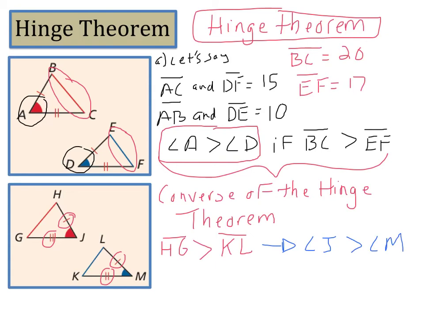So it's basically taking the idea of the relationships of the opposite sides of angles and sides to determine which ones are going to be bigger. So for the hinge theorem, we focus on the side lengths first, and then we make a conclusion about the angles. And for the converse of the hinge theorem, we focus on the angles first, and then make a conclusion about the sides.